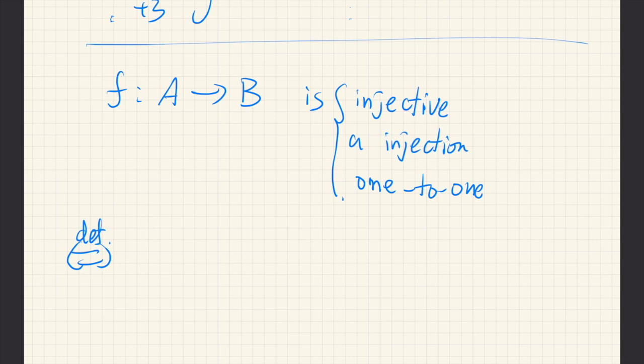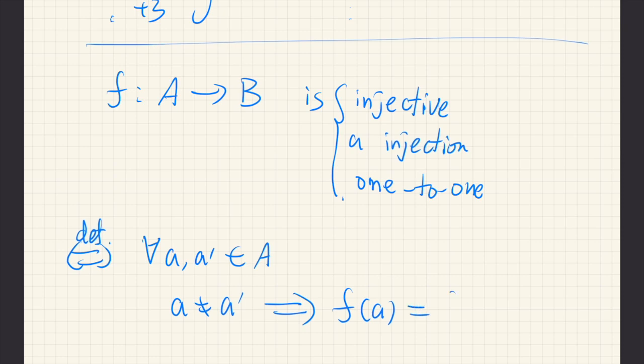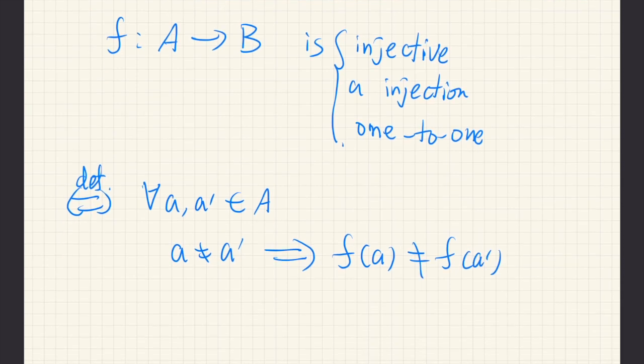If and only if the following holds. That is, for all A and A prime in A, if A and A prime are different, then f of A and f of A prime are different. Okay, so if this holds, then we say this map is injective, or it's an injection, or one-to-one.